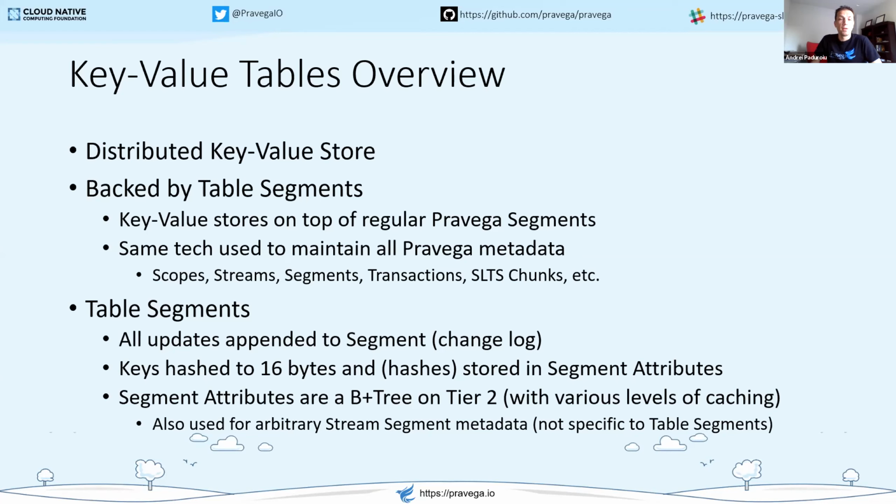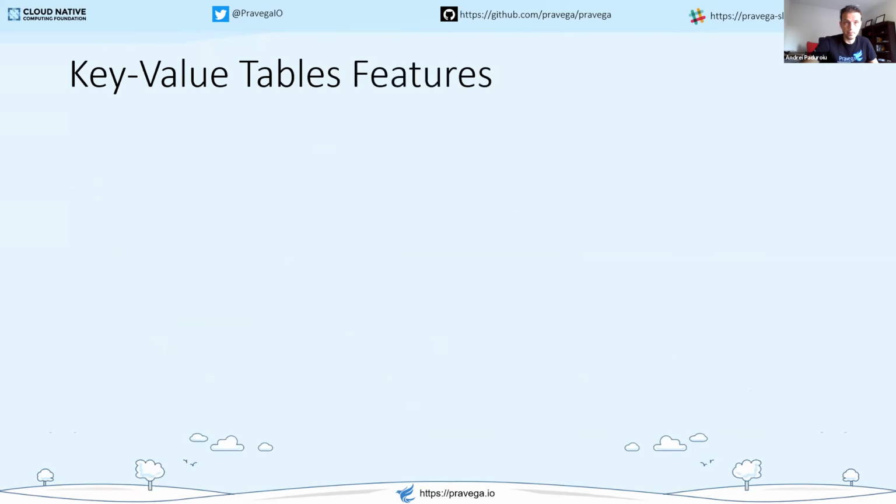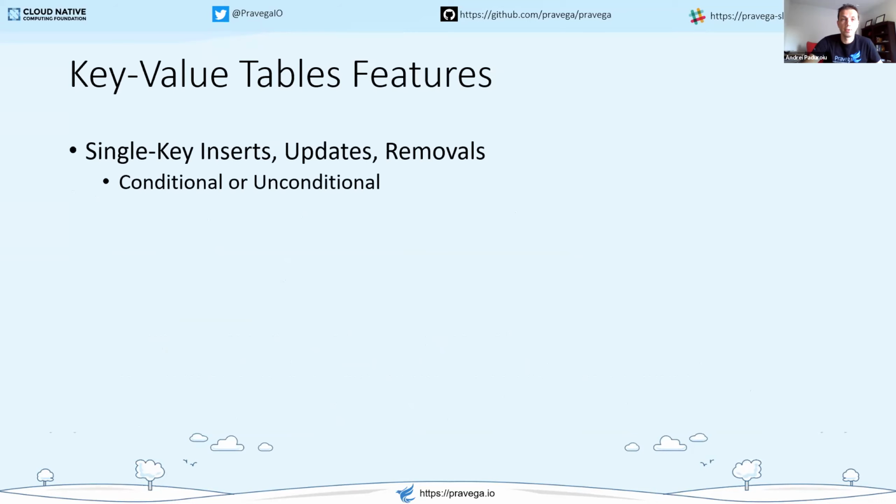So they're also used for other types of metadata, but essentially we can store tens of millions of tiny pieces of information in this thing, which is why we found them to be an excellent storage for our table segment index. All right, so a quick summary of the features supported by key-value tables.